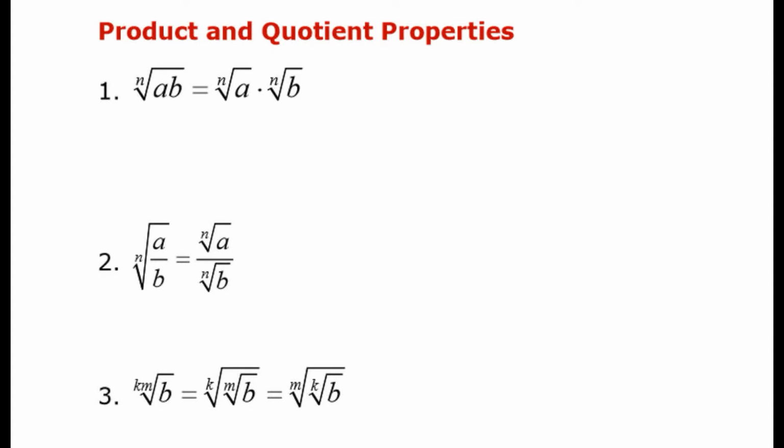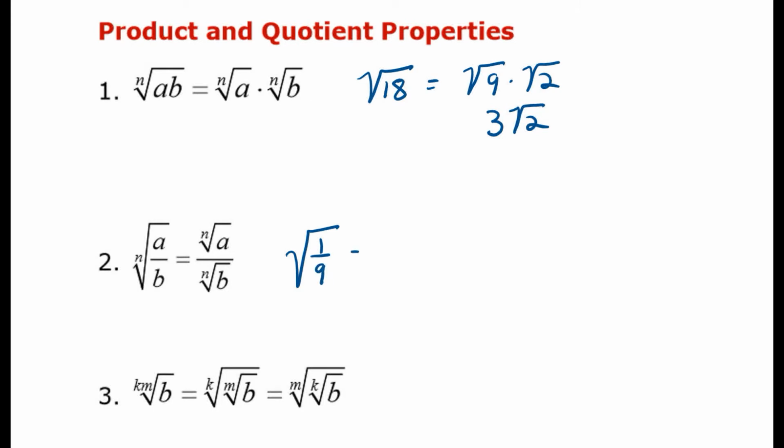So, for example, in number 1, where we can take something like the square root of 18 and separate it into the square root of 9 times the square root of 2, that helps us to simplify. In a similar way, if we have something like the square root of 1/9, we know that we can, again, separate the numerator and the denominator and simplify to 1/3.